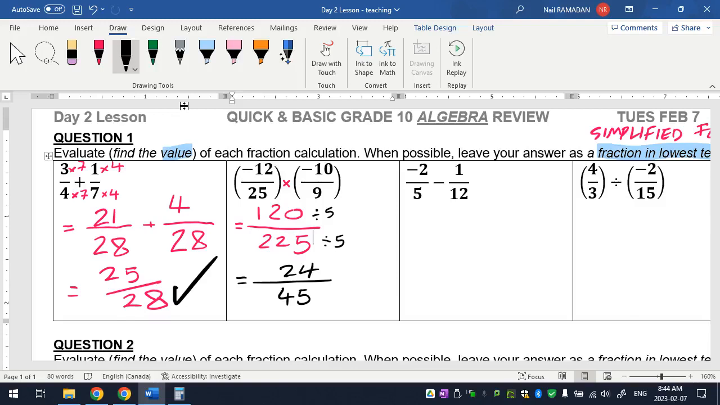What divides 45? 1. Does 2 work? No, because what do you call numbers like 45, 47, 49, 51? Numbers are either even or odd. 24 is even, so that's why I divide 2. 45 is odd, it doesn't divide 2. Does 45 divide 3?